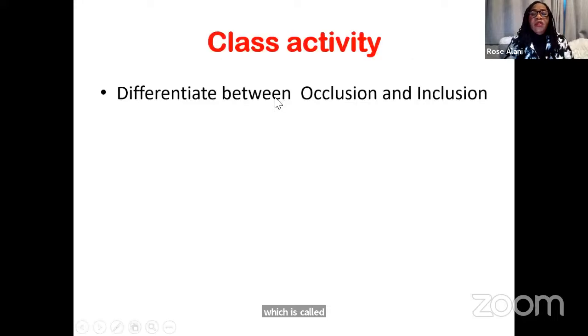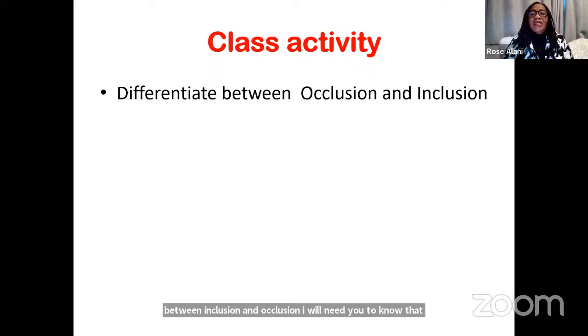Okay, so the difference between inclusion and occlusion, I will need you to know that. You close from lecture today, go and look at it. That's your class activity, check very well the difference between occlusion and inclusion.